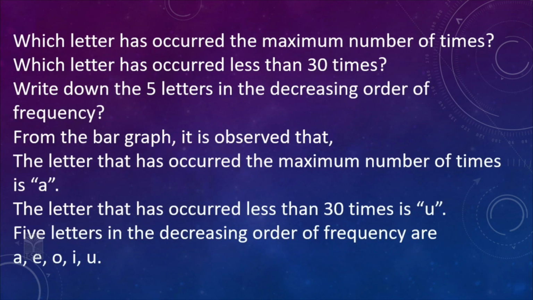Which letter has occurred the maximum number of times? First question: which letter has occurred less than 30 times? Second: write down the 5 letters in the descending order of frequency. These are the things here. Okay, now we will see the question once again.